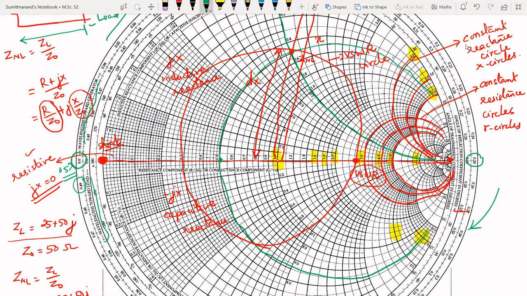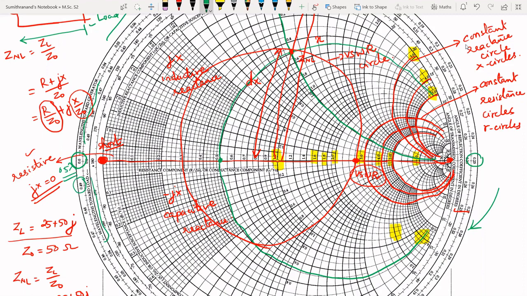So if we know the length of the transmission line in terms of wavelength, you can calculate the input impedance from this Smith chart. So it is possible for us to calculate the input impedance if we know the length of the transmission line in terms of wavelength. I'm not going into the details of the calculation of input impedance.